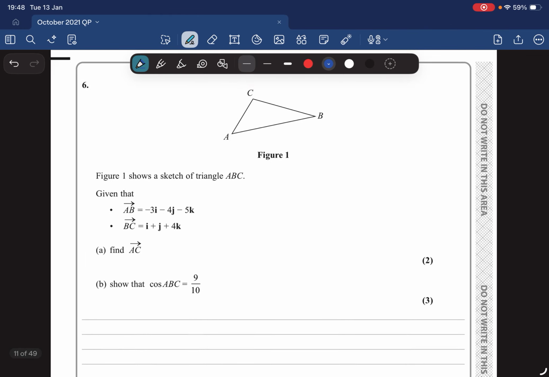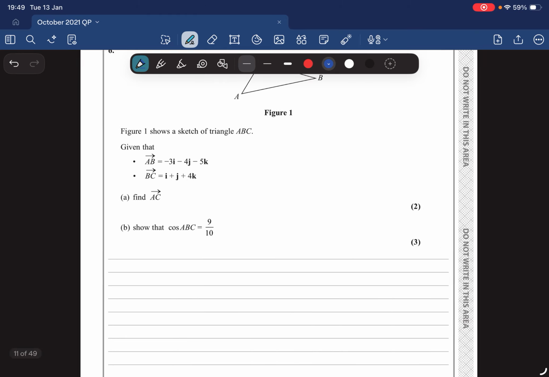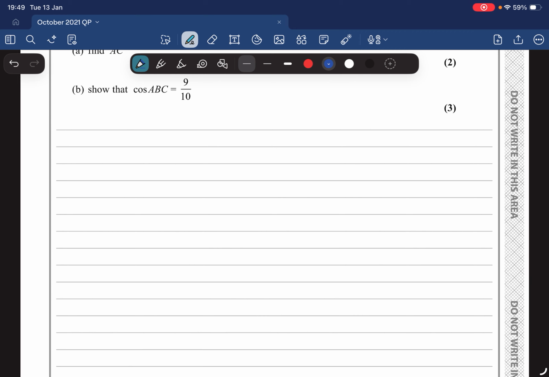Okay, we are back. So question 6 tells us, figure 1 shows a sketch of ABC. Given that AB is a given vector and BC is a given vector, find AC. Let's just take my own triangle and make my own little diagram. Let's actually build a pretty decent triangle.